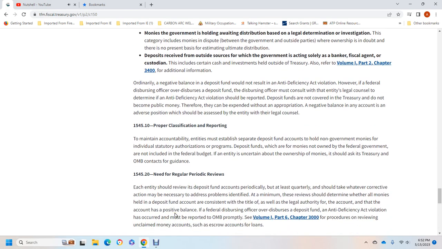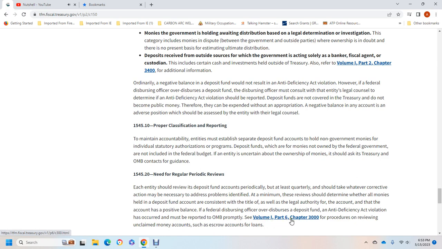1545.20 Need for regular periodic reviews: each agency should review the deposit funds accounts periodically, at least quarterly, and should take whatever corrective action is necessary to address the problems identified. At a minimum, these reviews should determine that all the monies held in the deposit accounts are consistent with the title and legal authority of the account. If the federal disbursing officer over the disbursed deposit fund finds an Anti-Deficiency Act violation occurred, it must be reported to the Office of Management and Budget under Circular A-11.